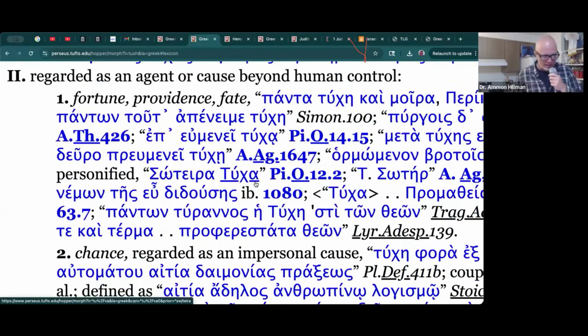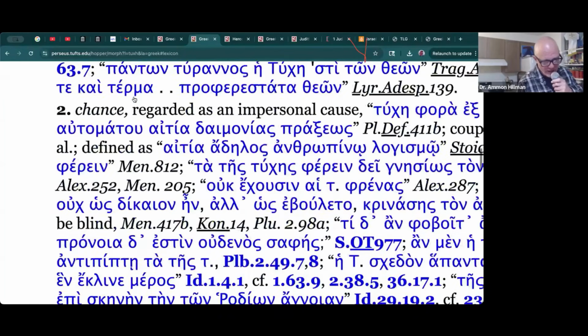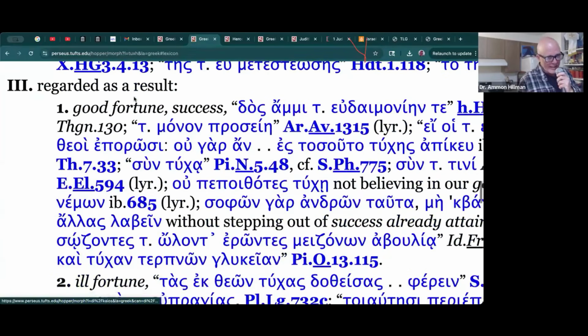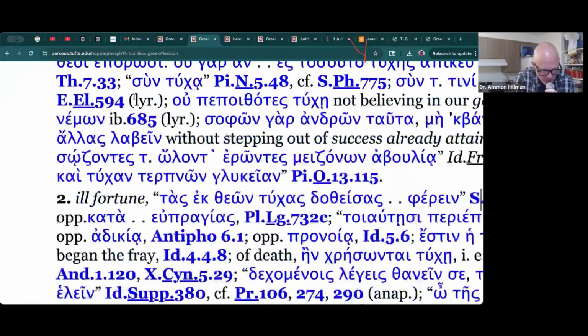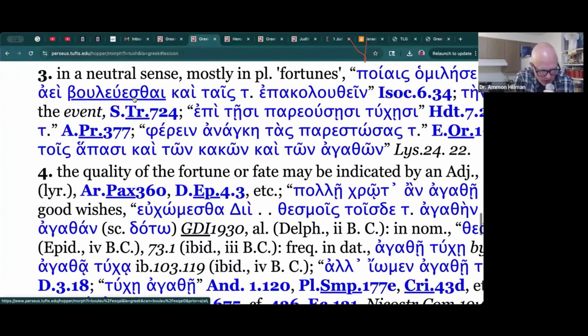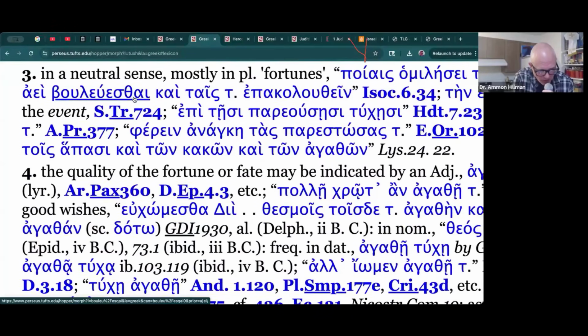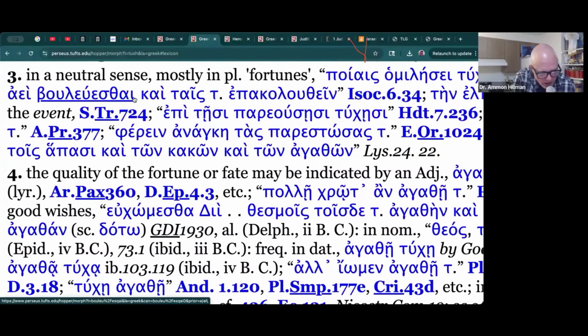Right? Regarded as an agent or cause beyond human control. Fortune, providence, fate. Look at how many. Well, is it providence? Providentia. That's a Latin term, right? Anyway, fortune and fate. What's your chance? What's the thing that you do? It is your success or your ill success. Your life is a record of some sort of ill fortune or good fortune, right? Isn't it neat? It's weird the way that they think. You know what I mean? The quality. I love that.